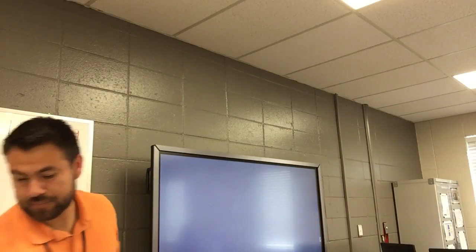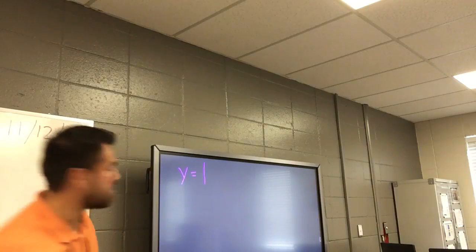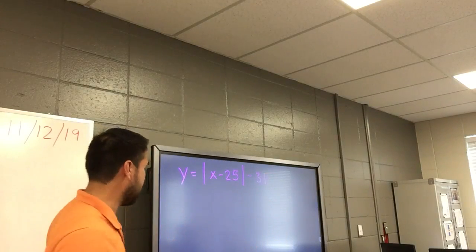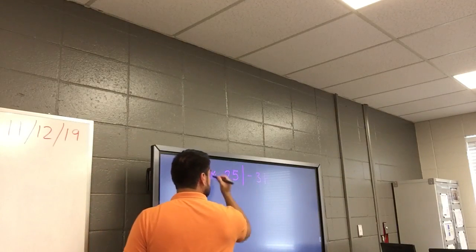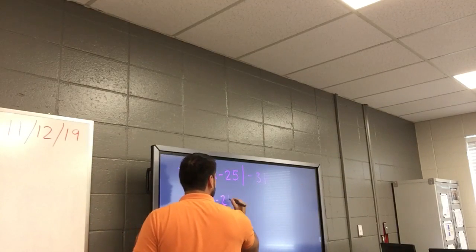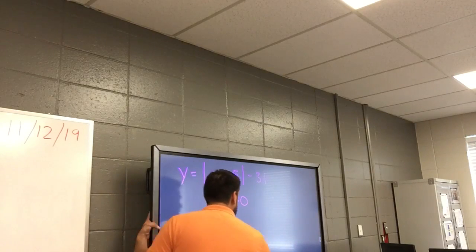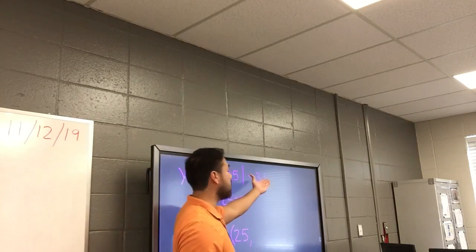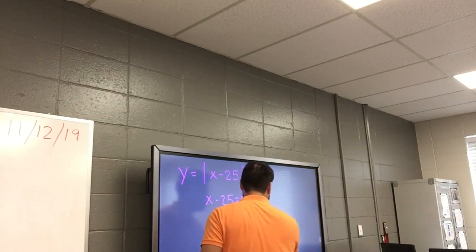Yes, a tough one. y is equal to the absolute value of x minus 25, minus 31. This is not hard homework, guys. This is very quick. All right. Simplify. First thing, listen up. I have to make this equal 0. So x minus 25 equal to 0. What does x have to be? 25. Okay, that's your x coordinate. And your y coordinate is whatever's outside. Negative 31. That's it.